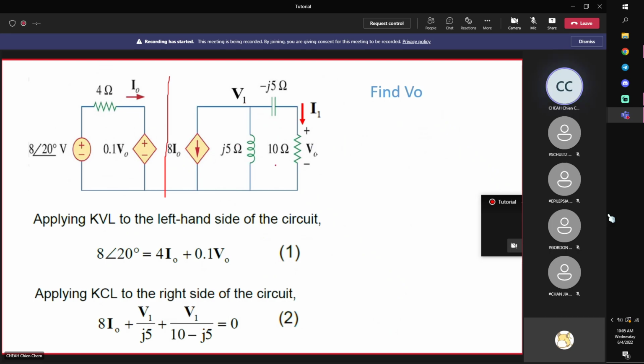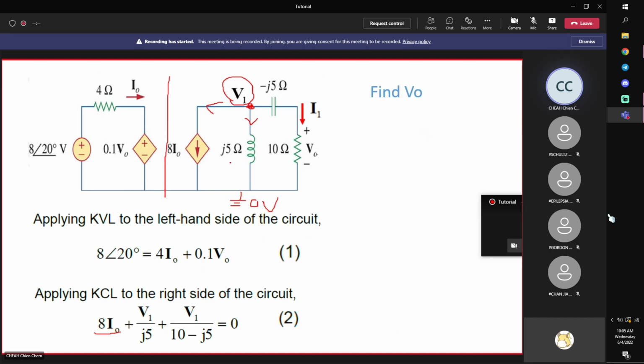Now in these circuits, we have two meshes and only one node, right? Only one node. So perhaps it's easier to use KCL, or something similar to nodal analysis. I define a node voltage V1, and then I look at the current flow in and out of the node. I'll follow the convention of outflow: 8I0 outflow. And this one I'll use outflow as well, because normally the current will flow to the ground.